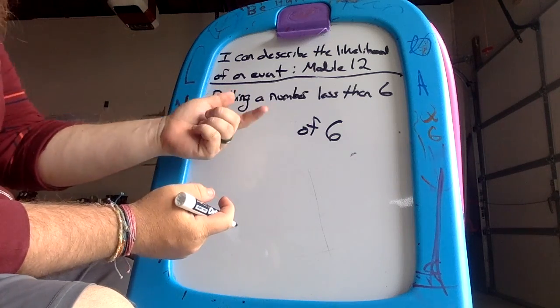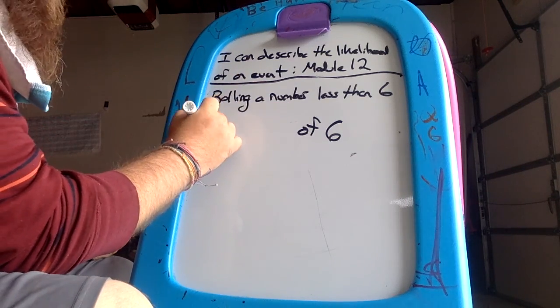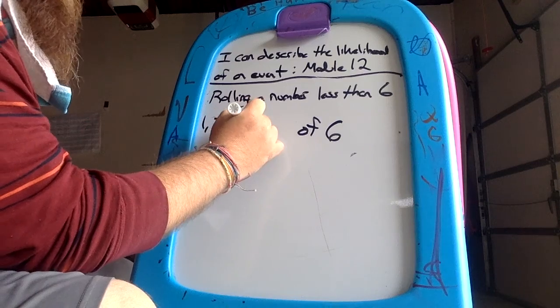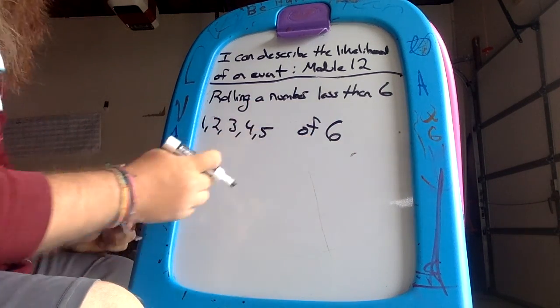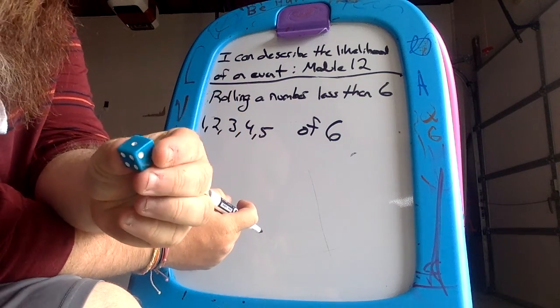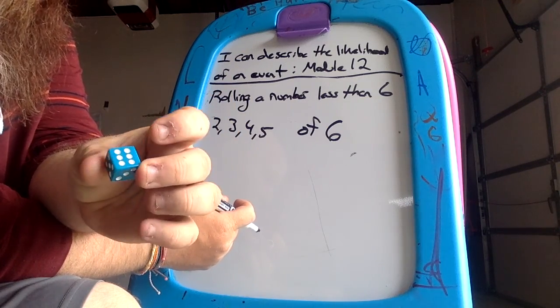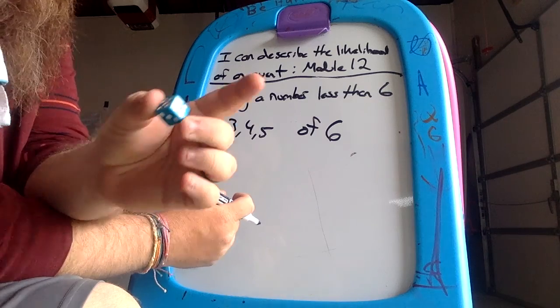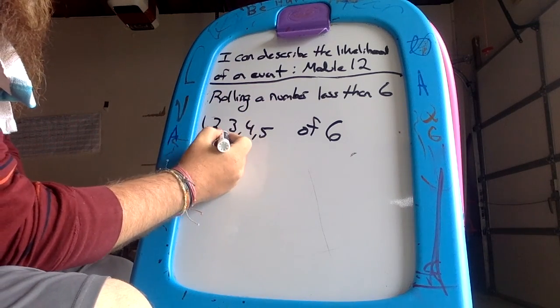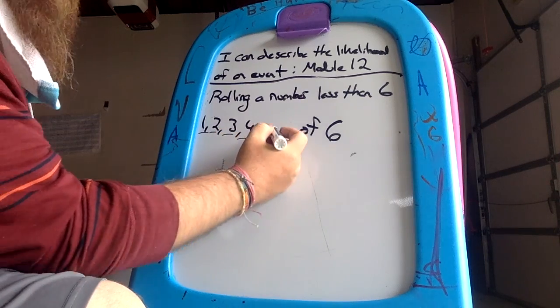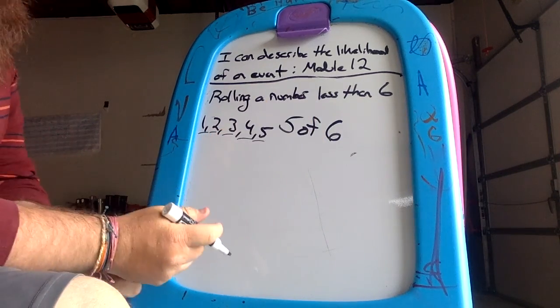So how many numbers are less than 6? Write it out: 1, 2, 3, 4, 5. Stop. We know that it has a total of 6, but the question says if I roll this, what's the probability I get a number less than 6? So count 1, 2, 3, 4, 5. So it's going to be 5 of 6.